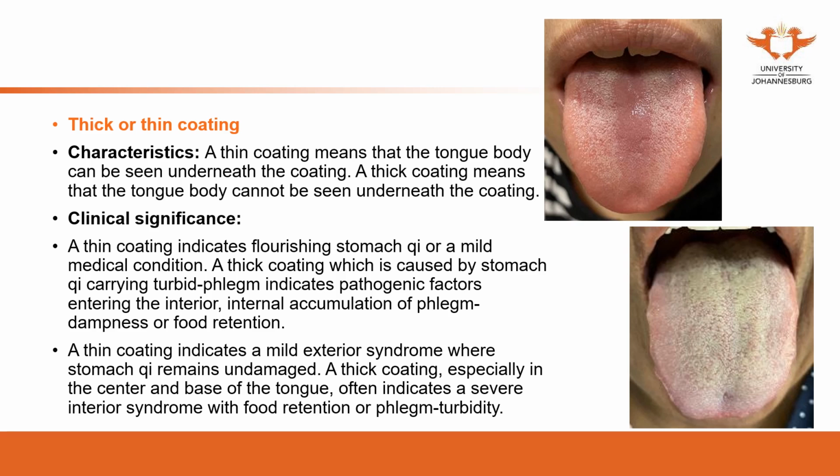Thin coating is a normal coating. So that's why we say a light red tongue with thin white coating, such as the picture on top. This picture. If the coating is still a thin white coating, this tongue is considered as a healthy tongue, but especially on the sides.